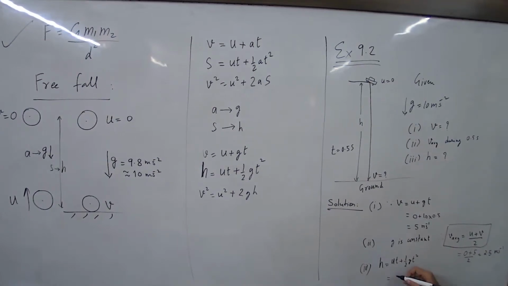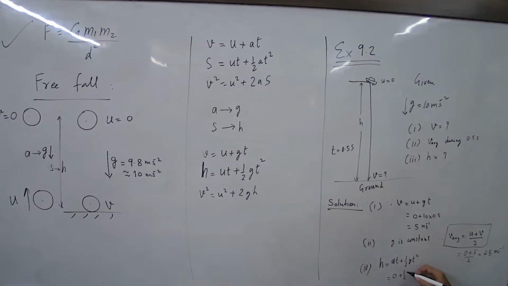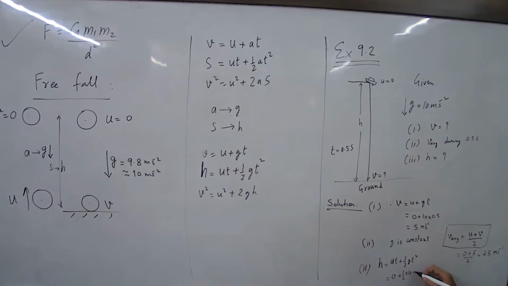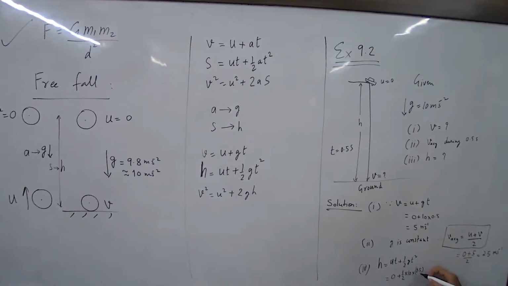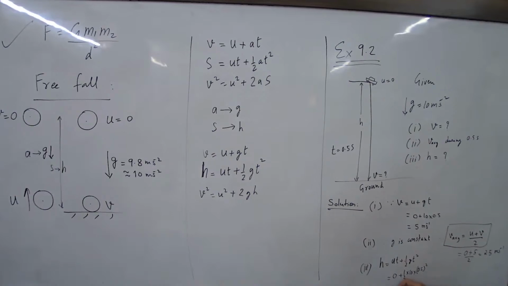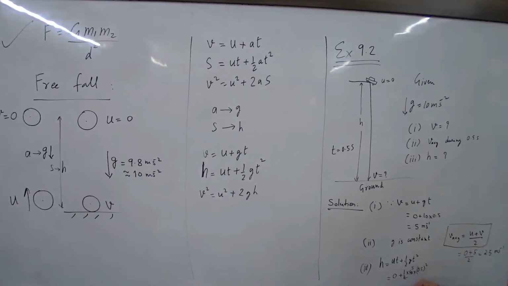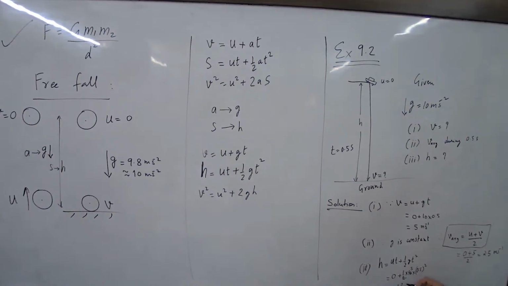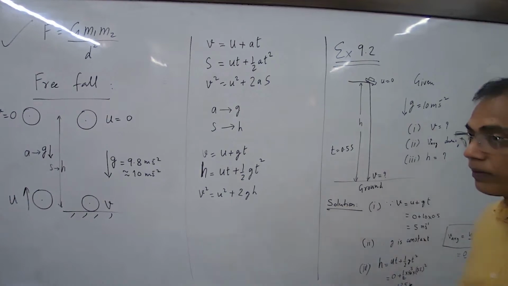So how much is this? U was 0, 1 by 2, G is 10, T is 0.5 square. So how much is this now? This is 2 5s are 10. 5 into 25 is 125. So it will be 1.25 meter.